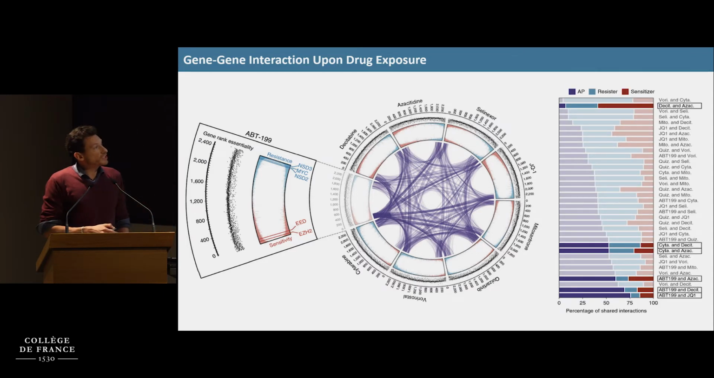We could establish here, on this breakdown of the 36 different combinations of the different molecules, genes that were defined as common sensitizers across, for instance, 2 combinations of molecules like cytarabine or cytidine, genes that were defined as common resistors across 2 combinations, or genes that were defined as AP genes.